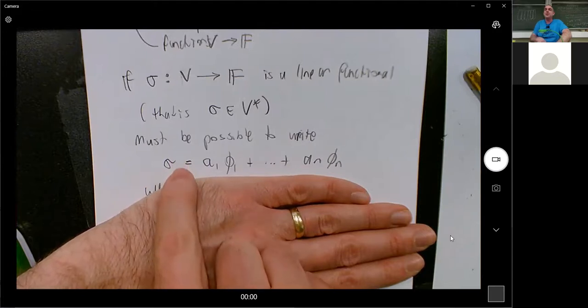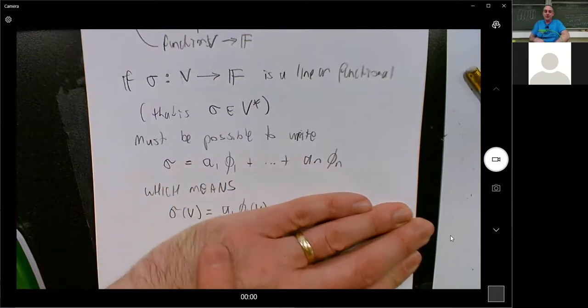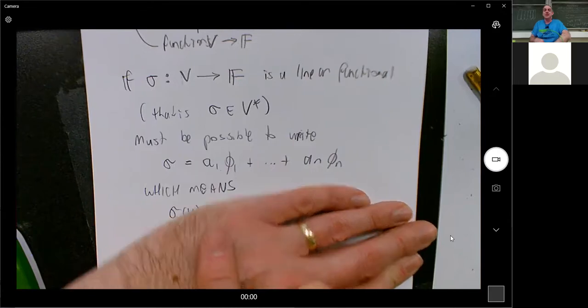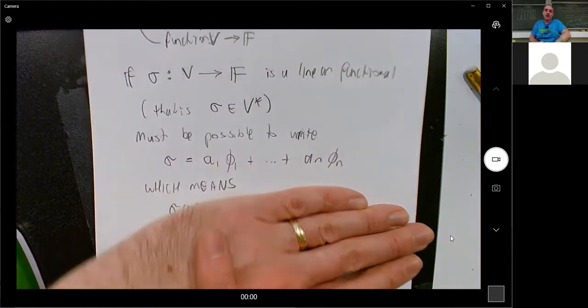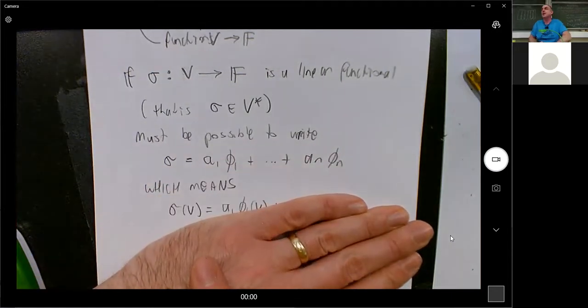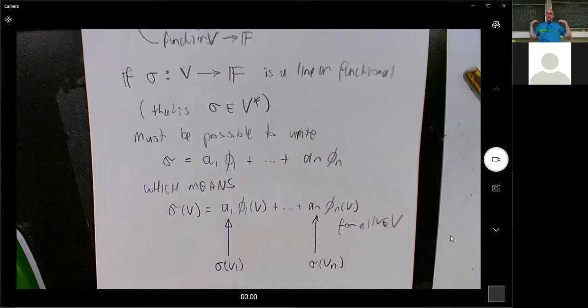Sigma is the name of a function. And to interpret what the function is doing, you need to know what sigma of V is for every V. That's what I'm saying, in the same way that sine is the name of a function. It's not a linear functional, but to know what sine is doing, I need to know what sine of x is. That's the same idea. It's like thinking about the fives, and then all the ones that aren't.